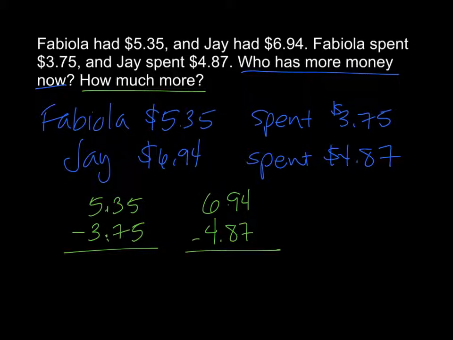Let's just do Fabiola's together here. 5 minus 5, I'm going to start in this first column here. 5 minus 5 is 0. I want to take 3 minus 7, but I can't because 3 is smaller than 7, so I'm going to borrow. So I borrow 1 from the 5, now I have 4, and I add 10 to the 3, and I get 13. So 13 minus 7 is 6. My decimal follows down. 4 minus 3 is $1.60. Okay, so that's how much Fabiola has. Okay, then we figure out how much Jay has.